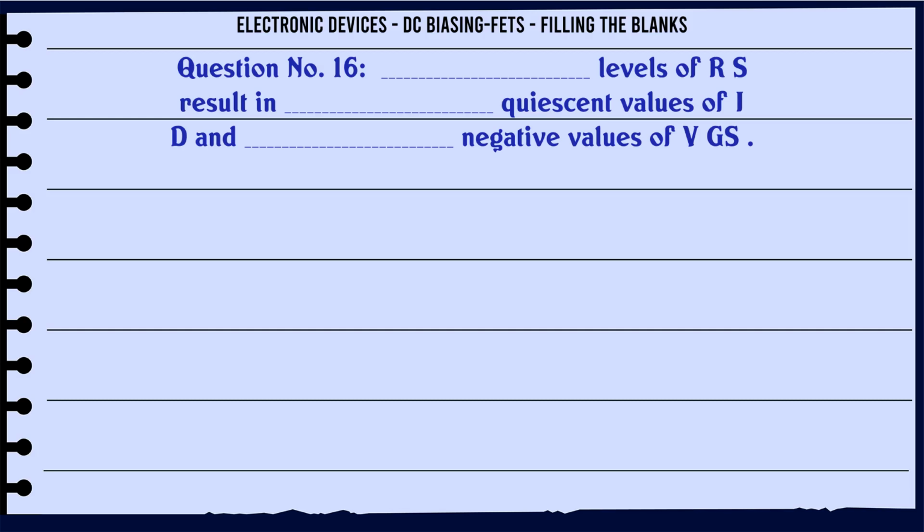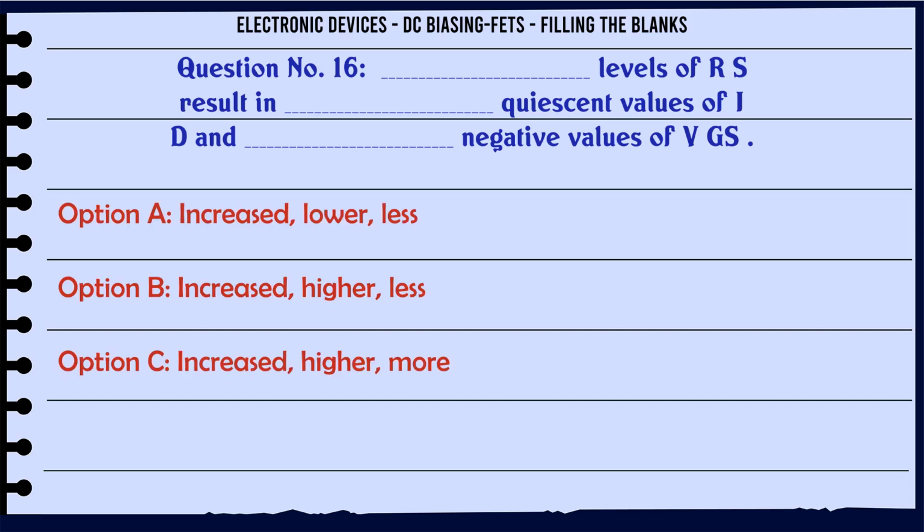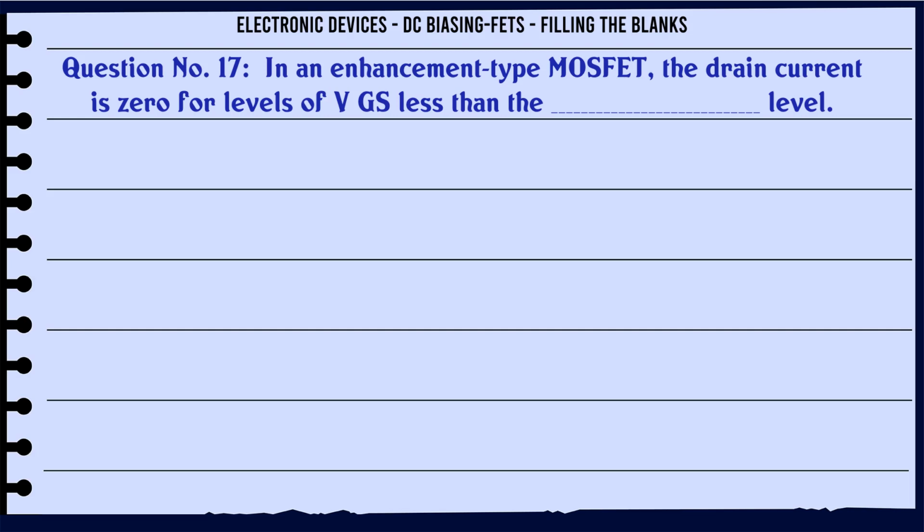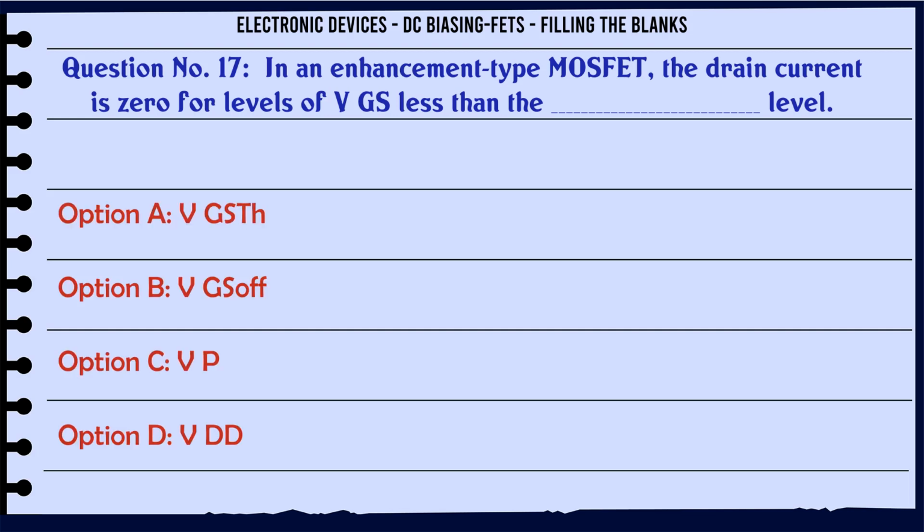Levels of RS result in quiescent values of ID and negative values of VGS. A. Increased, lower, less. B. Increased, higher, less. C. Increased, higher, more. D. Increased, less, lower. The correct answer is increased, lower, less.